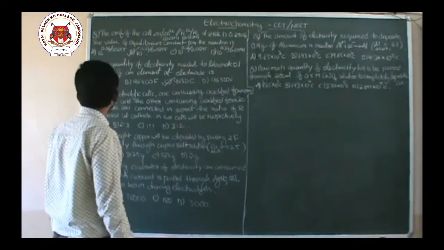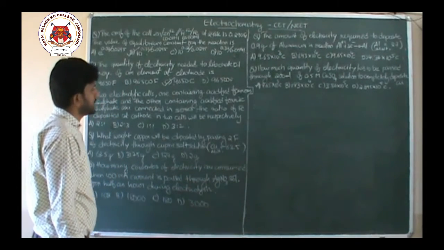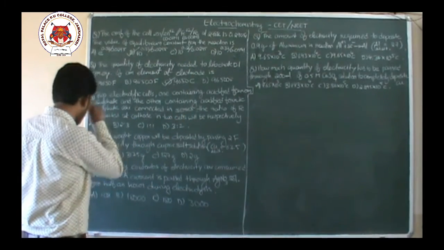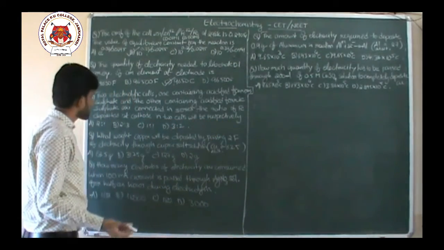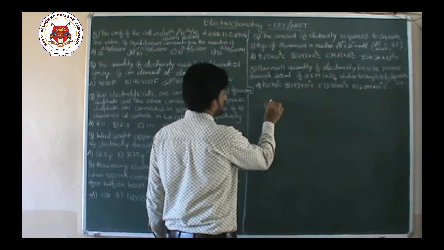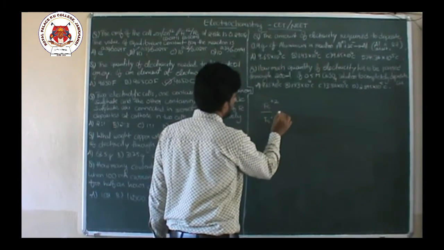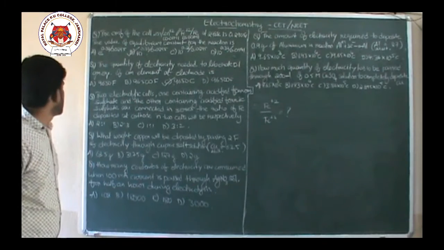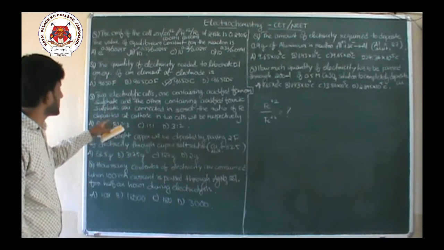Next question. Two electrolytic solutions, one containing acidified ferrous sulfate and the other containing acidified ferric sulfate, are connected in series. The ratio of iron deposited at the cathode in the two cells will be respectively. Ferrous means Fe plus 2. Ferric means Fe plus 3. What is their ratio? They are connected in series and passing the same current.